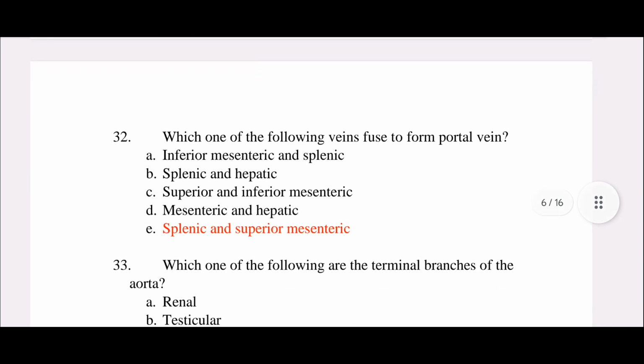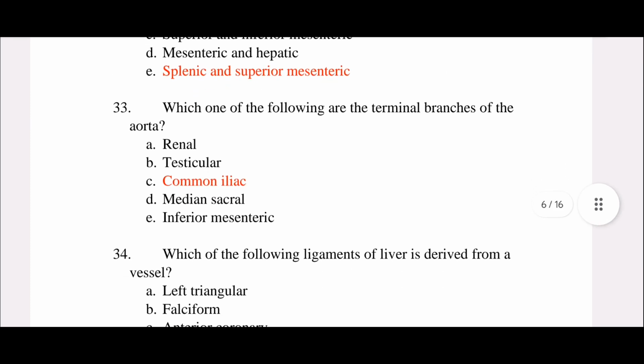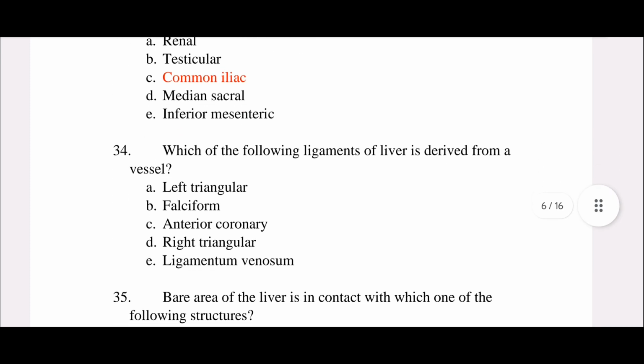Option C, kidney. Which one of the following veins is used to form the portal vein? Option E, splenic and superior mesenteric. Which one of the following are the terminal branches of the aorta? Option C, common iliac. Which one of the following ligaments of the liver is derived from a vessel?